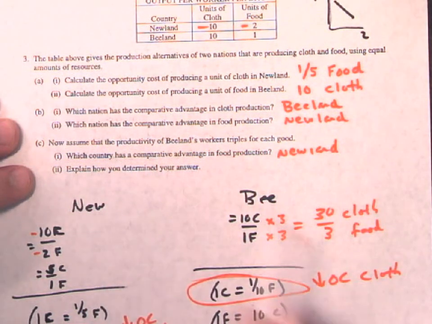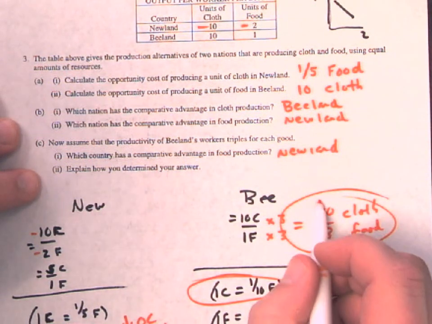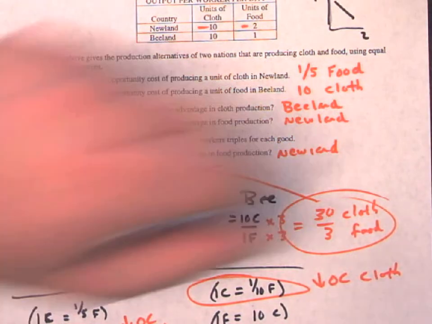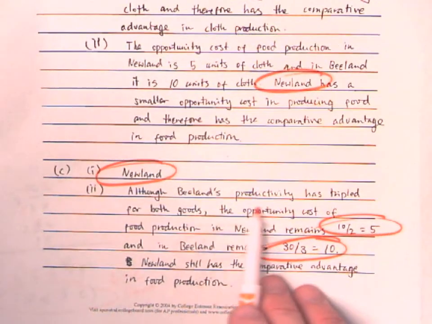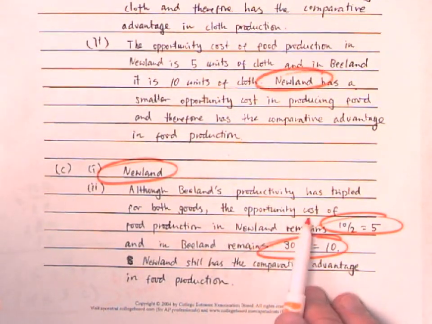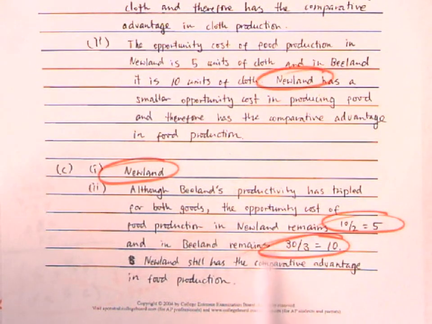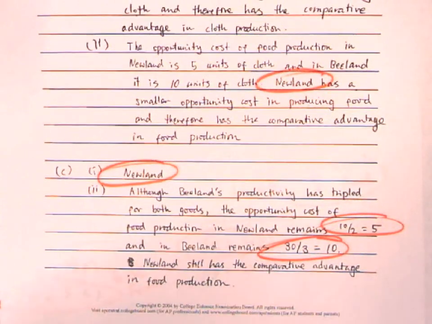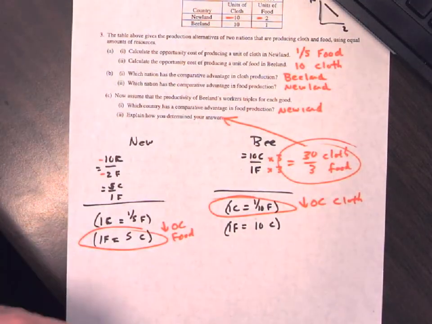And explain how you determined your answer. Well, if I explain that it goes to 30 and 3, and you can word it however you want to, all you're really saying here is Beeland's productivity has tripled, but the opportunity cost remains 10 to 2 or 5 for Newland, and 30 to 3 or 10 for Beeland, right? You could have just said it triples, but the ratio did not change. If you explain that, I think you'd be just fine. All right, so there we go.